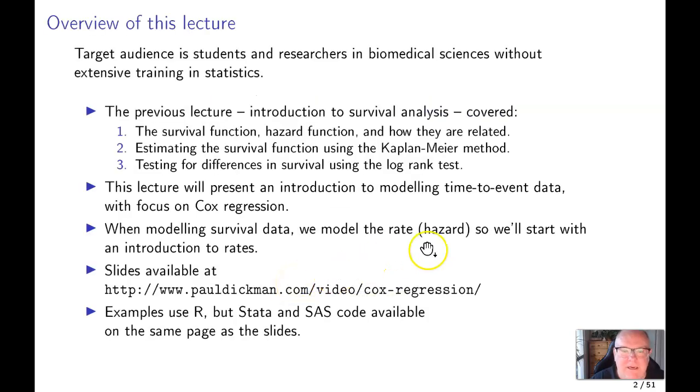This is the second in a series of lectures on survival analysis targeted at students and researchers in biomedical sciences who don't have extensive training in statistics. In the previous lecture, I went over an introduction to survival analysis, introduced the survivor function and the hazard function, and how to estimate and test them. This lecture will focus on modeling time to event data with a special focus on Cox regression.